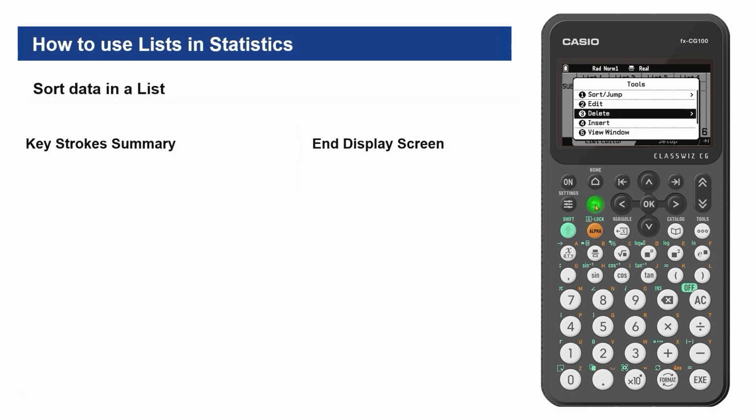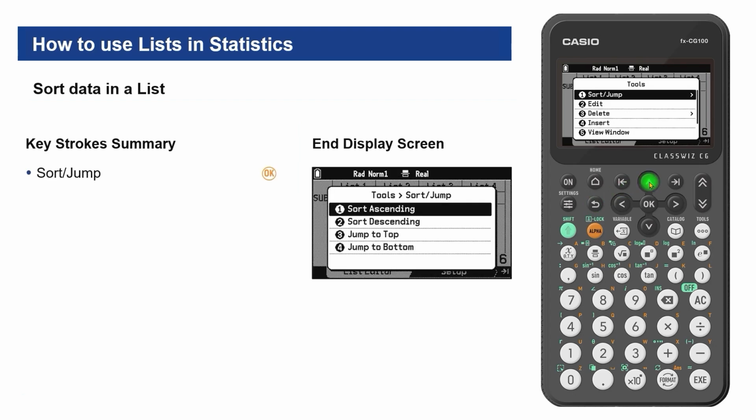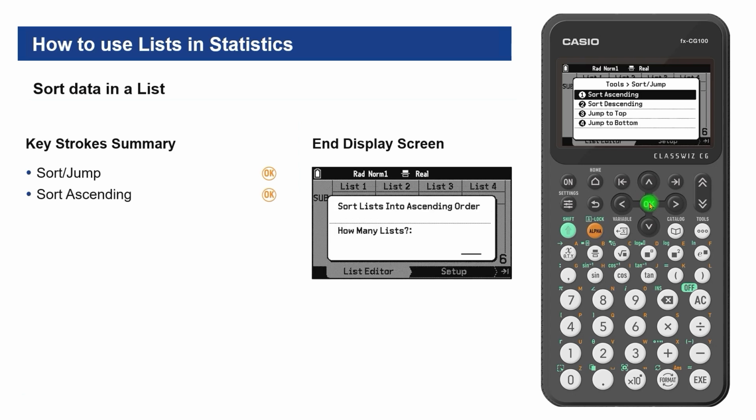Sometimes it could be useful to order the data stored in a list. Select Sort Jump from the Tools pop-up. This enables lists to be sorted or to use a shortcut to jump to the bottom or top of a list, which is useful if there are a lot of data items. To sort our list, select Sort Ascending. A pop-up asks how many lists to sort, which could be useful to sort paired data as the pairing can be maintained.